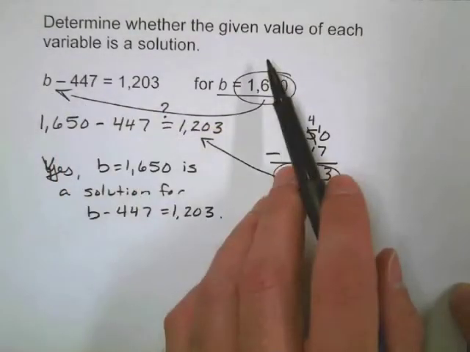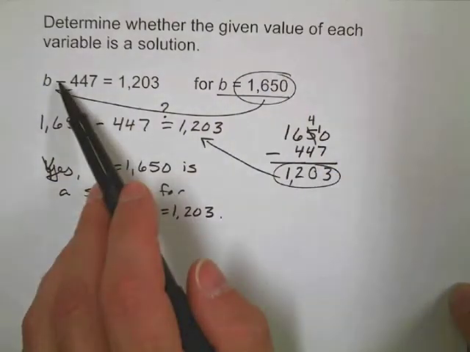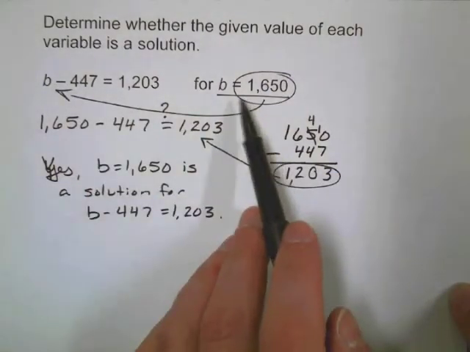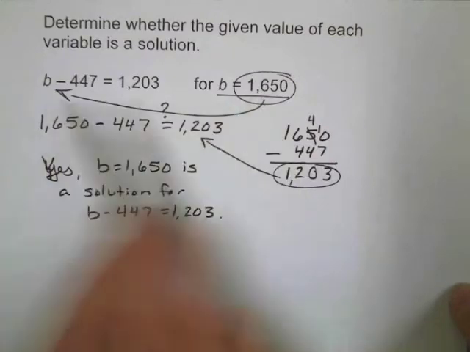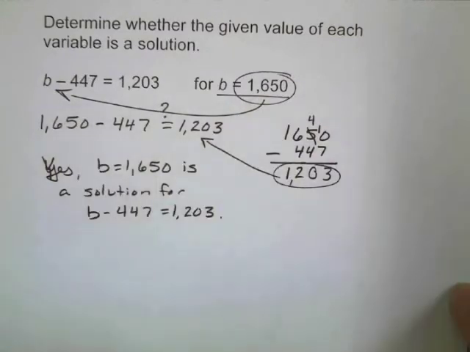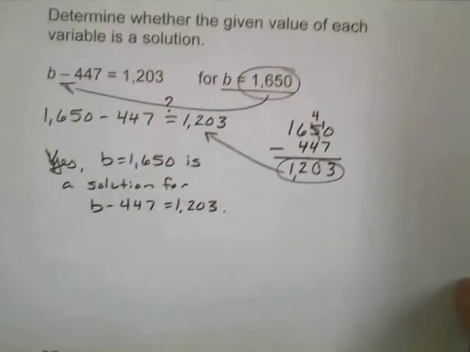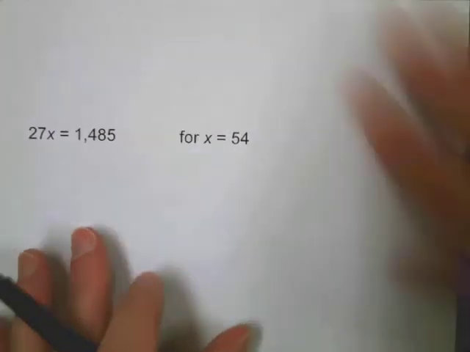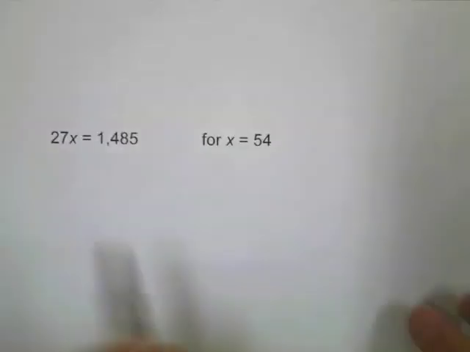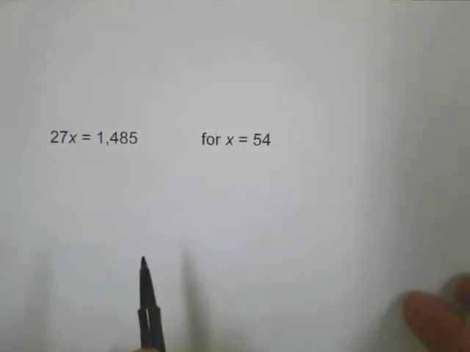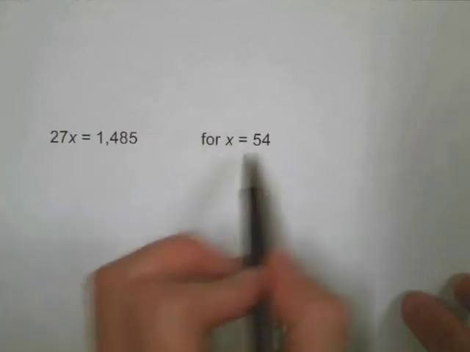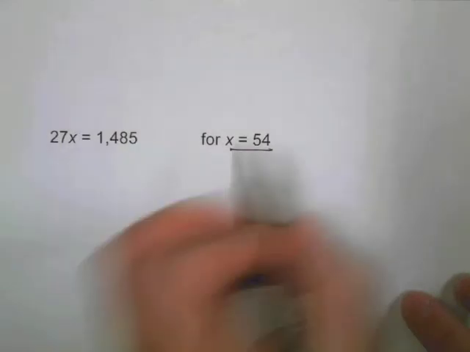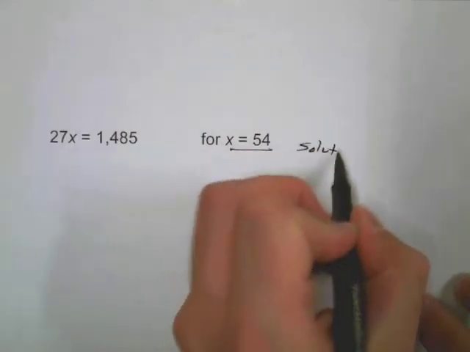Not all values of b are going to be solutions, and this value for b would not be a solution for all equations. Let's take a look at another one here. Here we have one with some multiplication in it. 27x equals 1,485. Let's see if x equals 54. Is this a solution? That's what we want to find out.